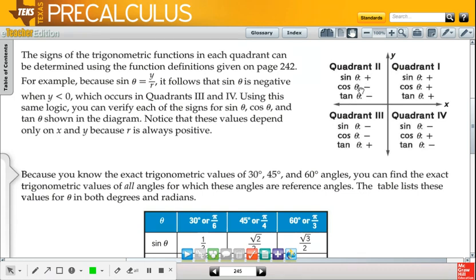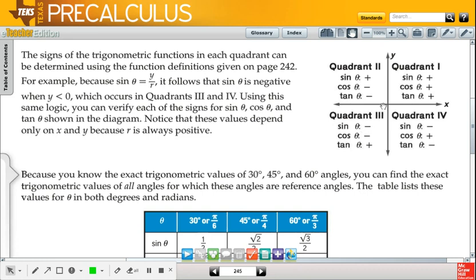When it comes to cosine, which has x values, it's going to come out negative. Tangent will also use the x value, so it's going to come out negative. Now sine is going to be a positive number because we're only talking about the y-axis, above or going up above the x-axis.